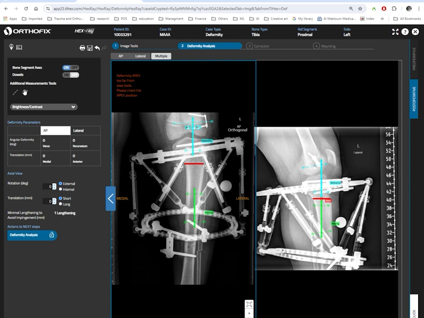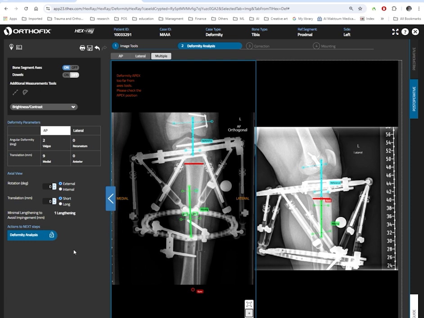Here you have an additional measurement tool to measure distance. You can measure any distance from there to there, and you can remove it, or you can measure angles, any angles you want. Then you have a table for deformity parameters. Any changes here will be reflected in this table, and in both the AB, the lateral, and the axial view.